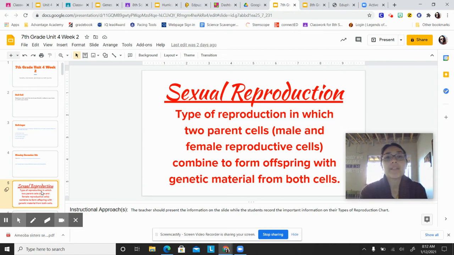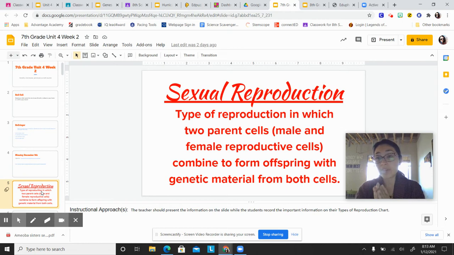Okay, so sexual reproduction is a type of reproduction in which two parent cells, male and female reproductive cells, combine to form offspring with genetic material from both cells. So that means you have half that DNA from your mom, half the DNA from the dad, and they combine to make a full DNA, or the full amount of chromosomes that you need. Okay, so again, you need both parents, and their reproductive parent cells need to come together to make one organism.